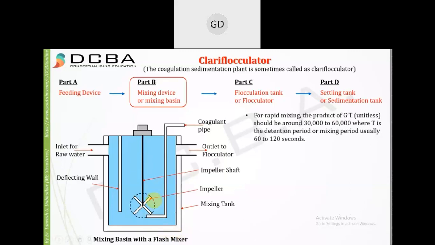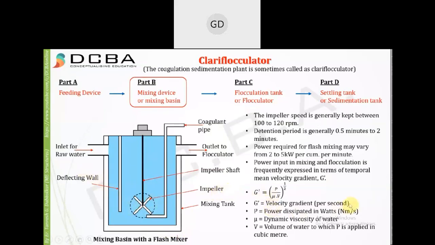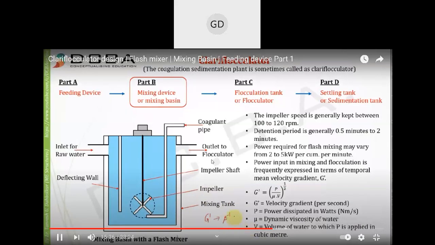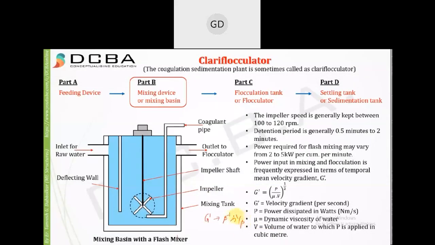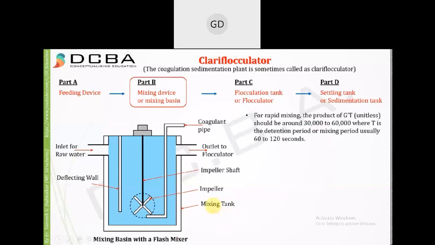For rapid mixing, the product of G dash into T is something you need to see. The units of velocity gradient are per second, that is second inverse, or 1 by second. So if you multiply G dash with time, you will get a unitless quantity. For rapid mixing, the product of G dash into T should be around 30,000 to 60,000, where T is the detention period or mixing period, usually 60 to 120 seconds. So for a mixing basin, the detention time is around 1 minute to 2 minutes. If it is not given in the question, we can assume the detention time, or generally it is given in the numericals.